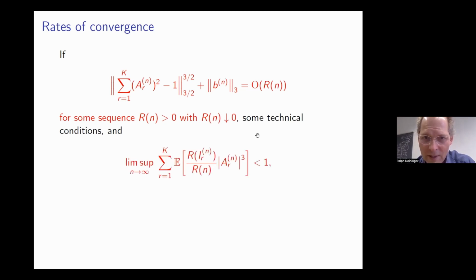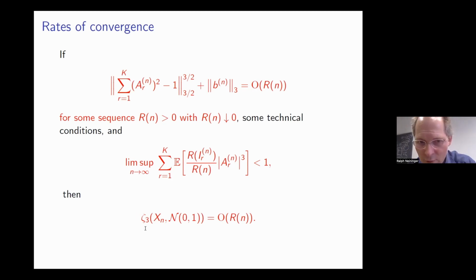And it cannot go too fast to 0. There's a technical condition which somehow restricts the speed. If R is too fast, this ratio becomes too large, and then this will no longer be satisfied. So there's a certain natural bound on the speed which you can have by our theorem. And if you have this, then you get this normal convergence with a rate of convergence. So this R of n you can also have as a rate in this Zolotarev metric theta 3, which I did not define.